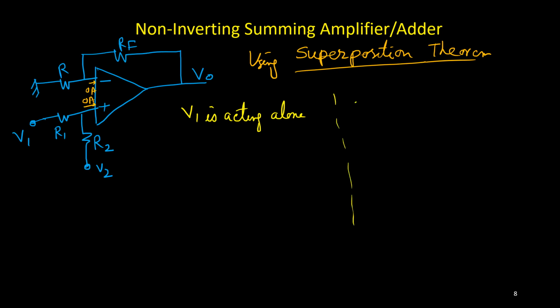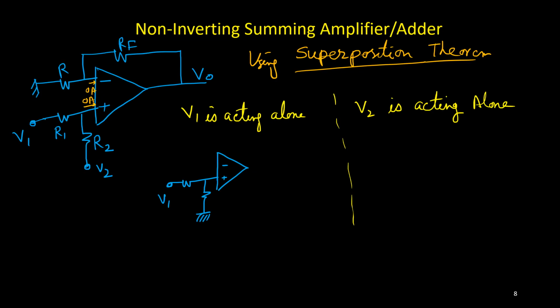On the other side, I'll consider V2 acting alone. Two times I'll consider. So when V1 is acting alone, the circuit now: this is minus, this is plus. This is only V1, and this end is not there, it is grounded. This is R2, this is R1, and this circuit is also there.